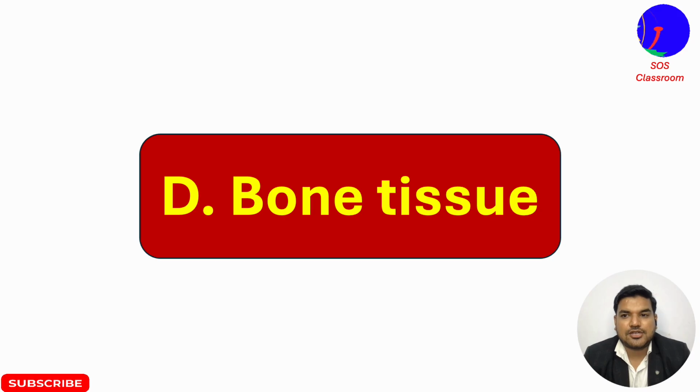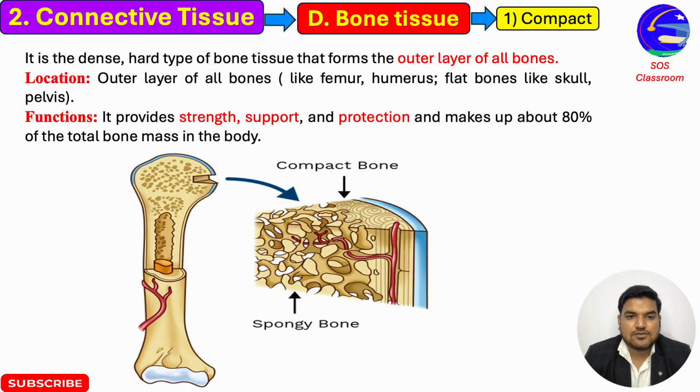Now let's discuss the bone tissue. Bone tissue is divided into two types: compact bone and spongy bone. Compact bone is a dense, hard type of bone tissue that forms the outer layer of all bones. This is the structure of a long bone, and this is the microscopic structure of the long bone. This is the epiphysis, this is the diaphysis, and again this is the epiphysis. The outer layer is formed by compact bone and the middle layer is formed by spongy bone.